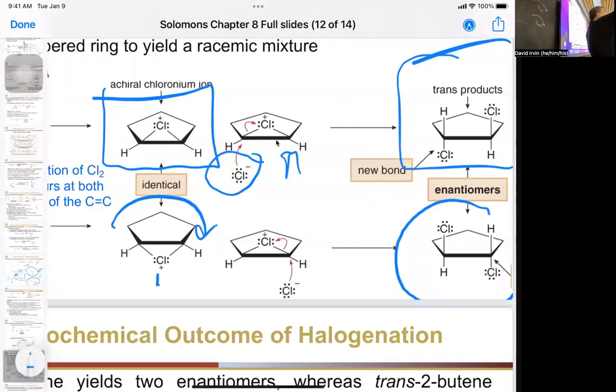Most important thing about this is that triangular intermediate, that halonium ion, the bromonium or the chloronium ion. That is the most important thing because that tells you it has to come from the other side.